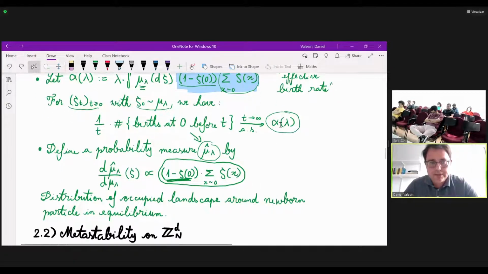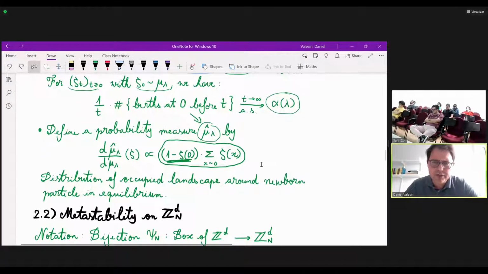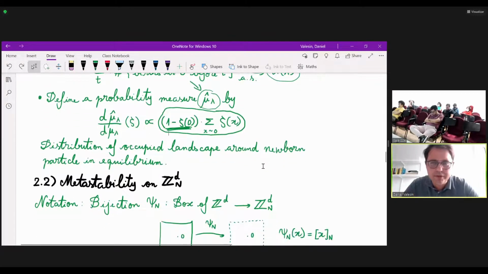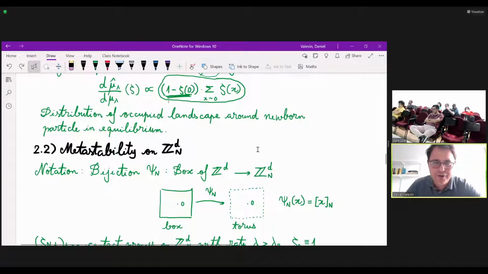So okay, that's some facts about the stationary distribution of the contact process. And now I want to say a little bit about metastability of the contact process on the torus. And well, there are many references I could mention here, but I'm not citing anything. If you want references about the results I mentioned, you can ask me and I can provide them later.